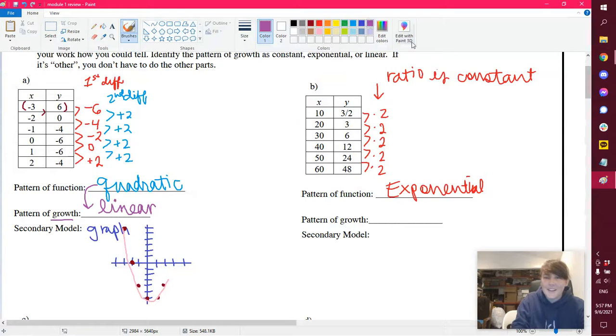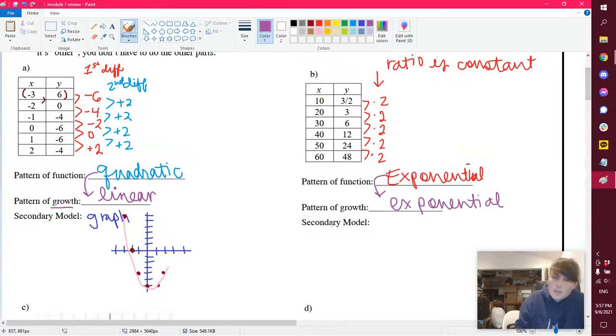Nice. Again, for the growth, anytime we see exponential, we immediately get to say that the growth is exponential. The secondary model here could be a graph, or it could be an equation.